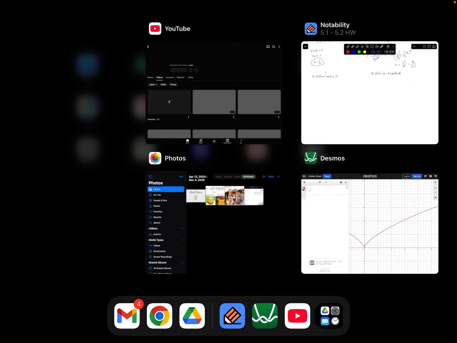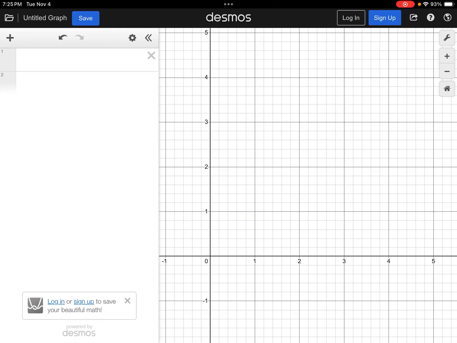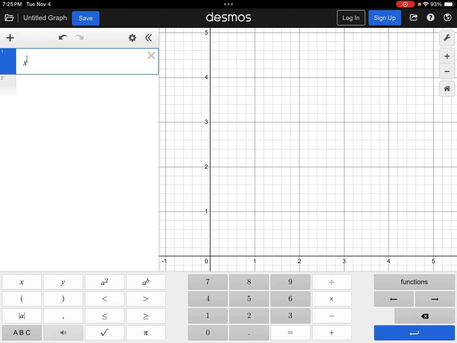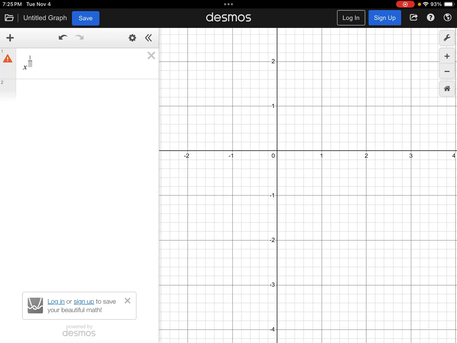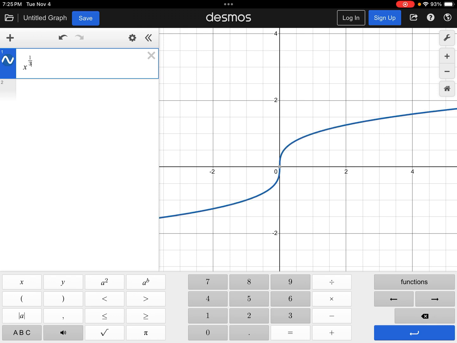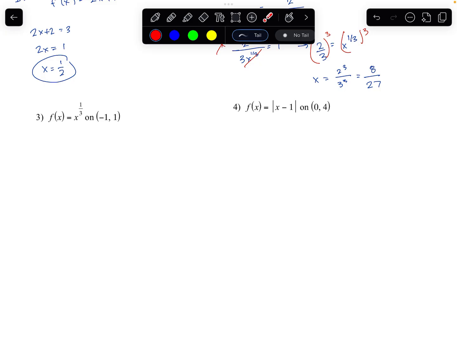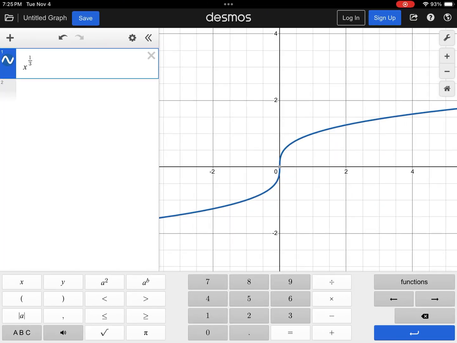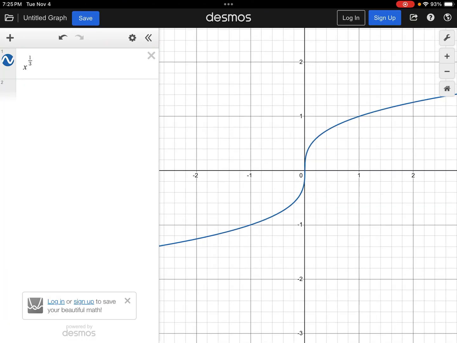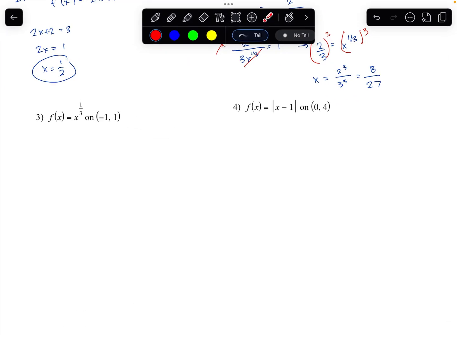I don't think this is going to satisfy the conditions. So if you have x raised to the 1/3, if we're talking about from -1 to 1, the thing is that would include 0, and at 0, this function has a vertical tangent. And so I don't think we can say that the mean value theorem is satisfied or that the conclusions are satisfied.